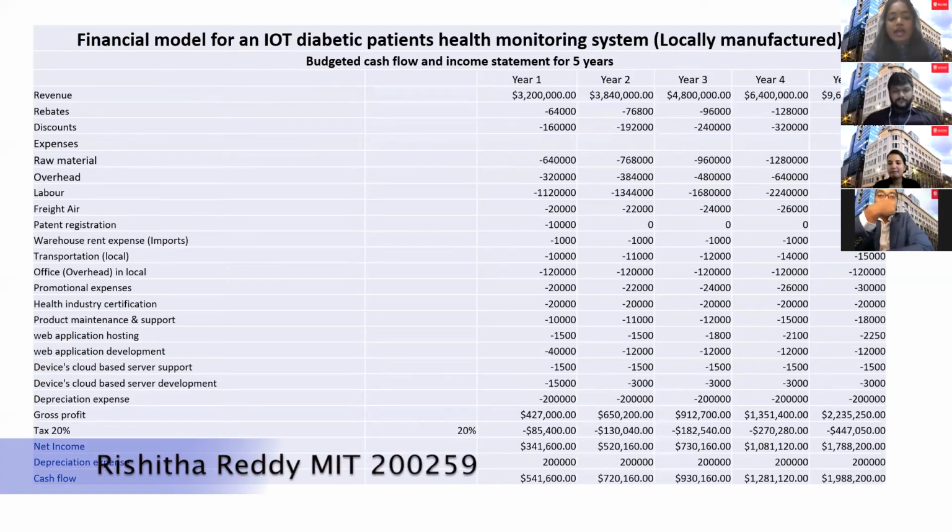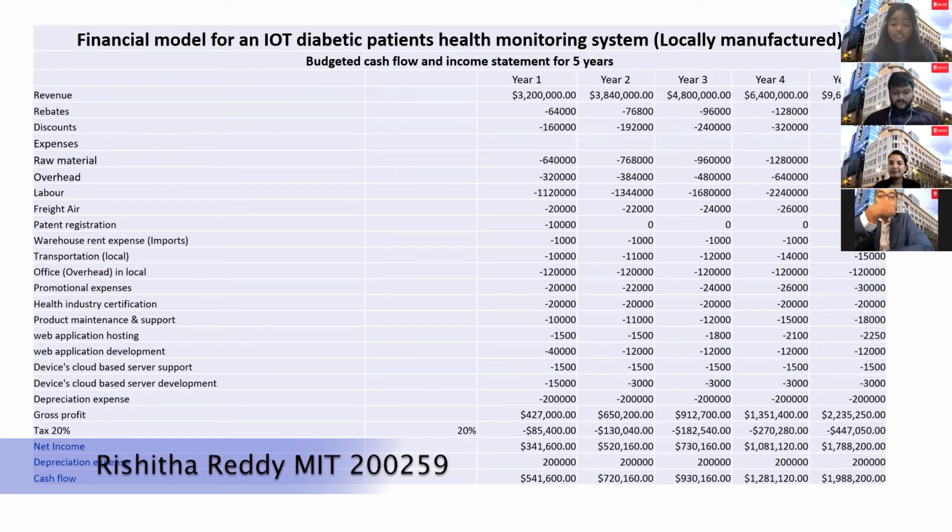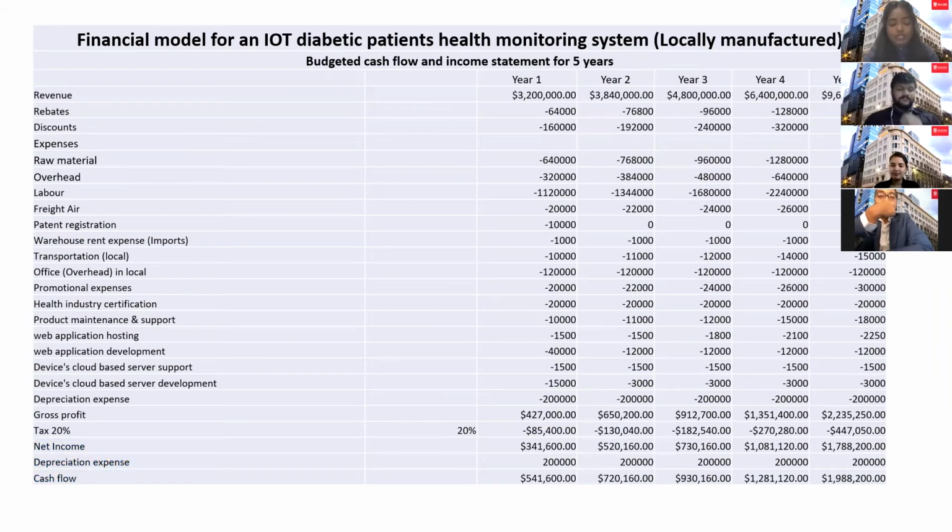Thank you so much, Akhil. And now I'm presenting about financial modeling. It is of two different types: one is imports and one is locals. So here I'm showing the budgeting, cash flow, and income statement of 5 years. Looking at this, we can do data analysis. The data analysis found that imports have a better quantity as the labor and overhead costs are less compared to the locals, and the price is less.